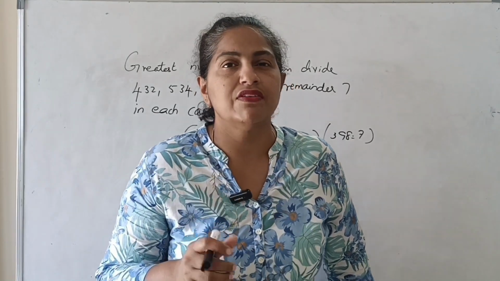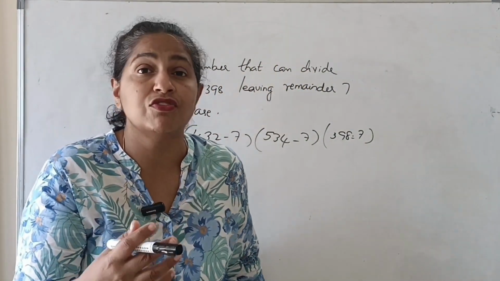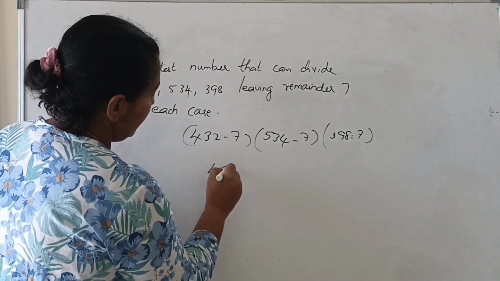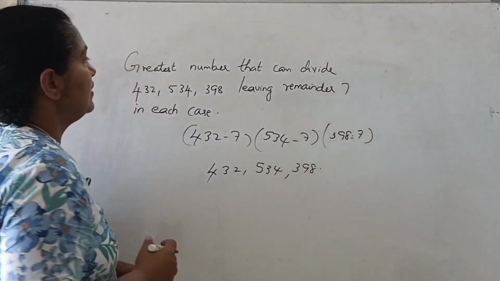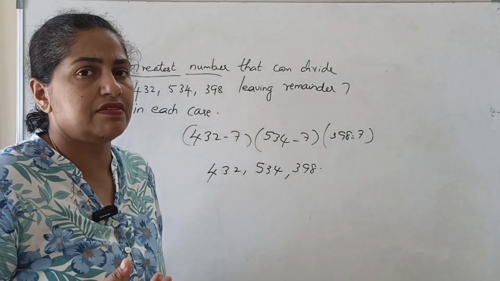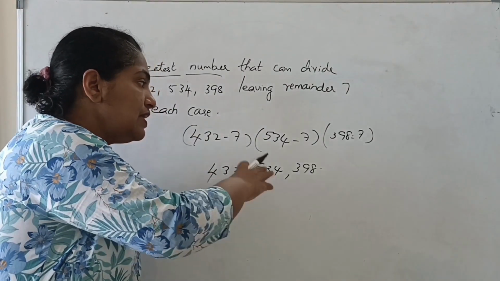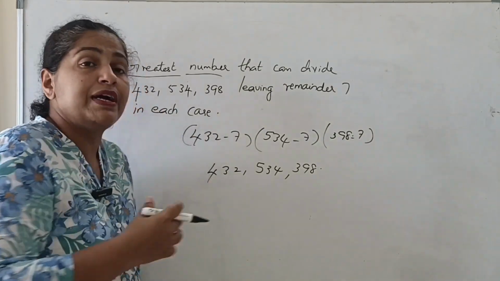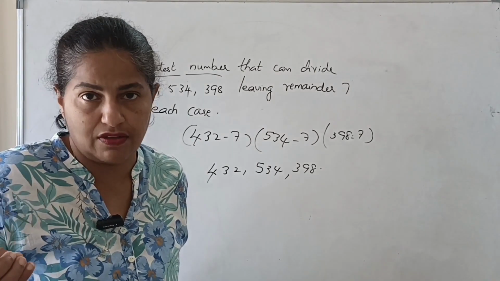But if you really want to understand why we are doing this particular step, or if you are not able to understand but you still want to understand why we are doing this particular step, I will explain it to you. We have 3 numbers, 432, 534 and 398. There is a number, or the greatest number. So whenever you say greatest number which can divide, you automatically think of HCF. Okay. So these 3 numbers have an HCF. When we divide these numbers by that HCF, what happens? It will leave a remainder of 7 in each case.